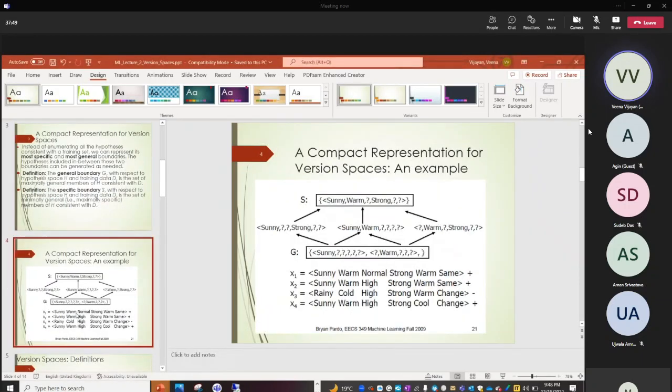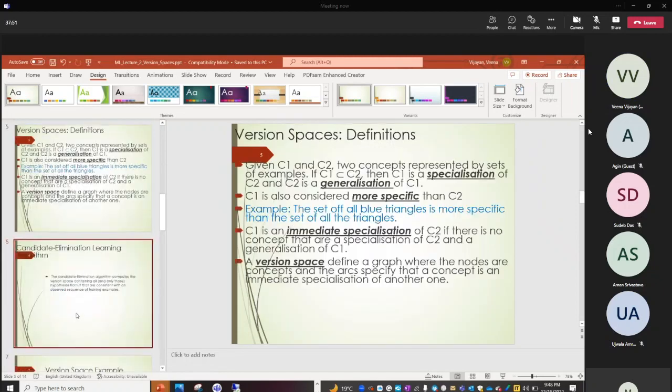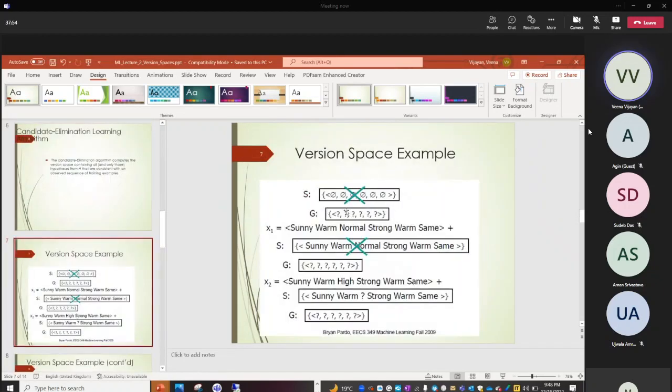With that example, consider the same case. For the first case, we are taking a specific case which is all null, and the generic case, all question marks. Consider the first instance x1, which is a positive case, which has the values sunny, warm, normal. We compare it with the specific and replace each entry with the instance value. That will be our next specific case. And the generic will remain the same for all positive cases. So we are just putting the same generic.